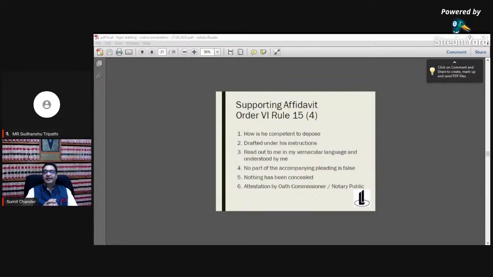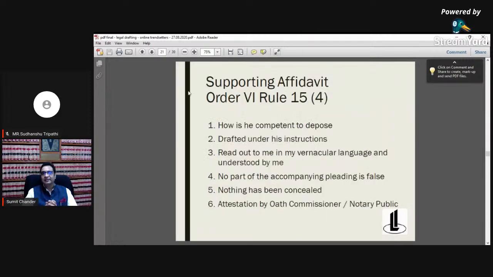So it has been read out to me and understood by me, and no part of that accompanying pleading is false and nothing has been concealed therefrom. Of course, after this, the attestation has to be done by an oath commissioner. Now, I have specifically written notary public here just to clarify that a lot of people get the attestation done by a notary public. There is a different purpose for which a notary public has been authorized and for which the oath commissioner has been authorized.